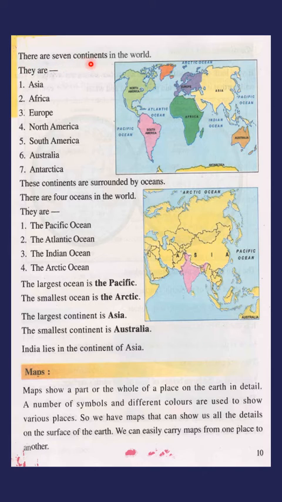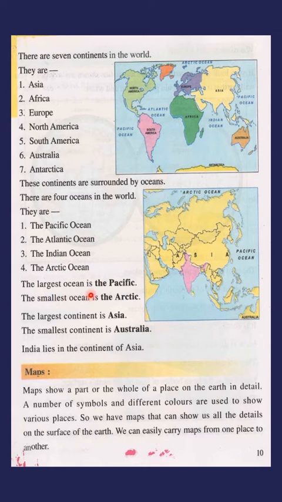There are 7 continents in the world. They are Asia, Africa, Europe, North America, South America, Australia, Antarctica. These continents are surrounded by oceans. There are 4 oceans in the world. They are the Pacific Ocean, the Atlantic Ocean, the Indian Ocean, and the Arctic Ocean.